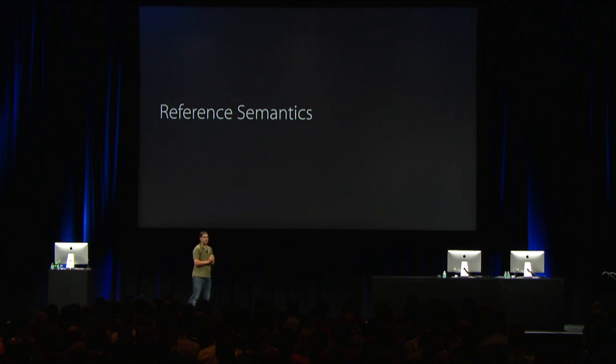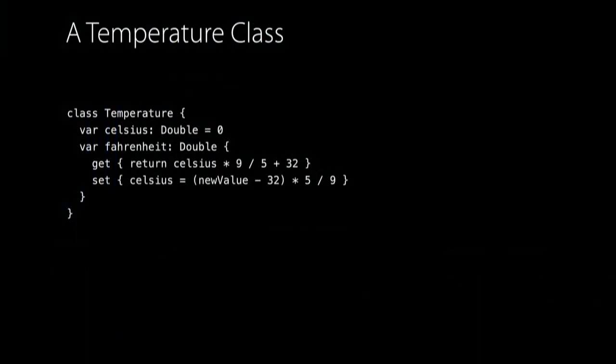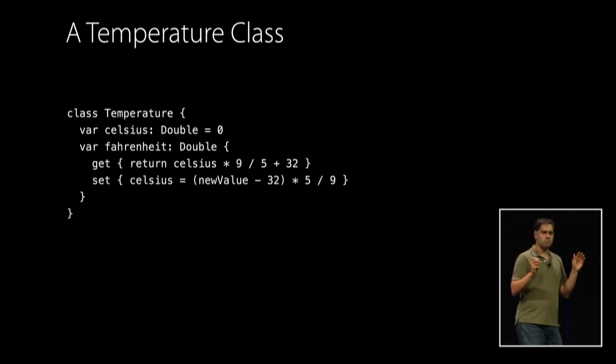Reference semantics. So the way into reference semantics in the Swift world is, of course, to define a class. Here's a very simple temperature class. We're storing our temperature value in Celsius. We want to have this nice computed Fahrenheit property so that we can always get to it with the correct unit. Simple, abstracted version of a temperature.